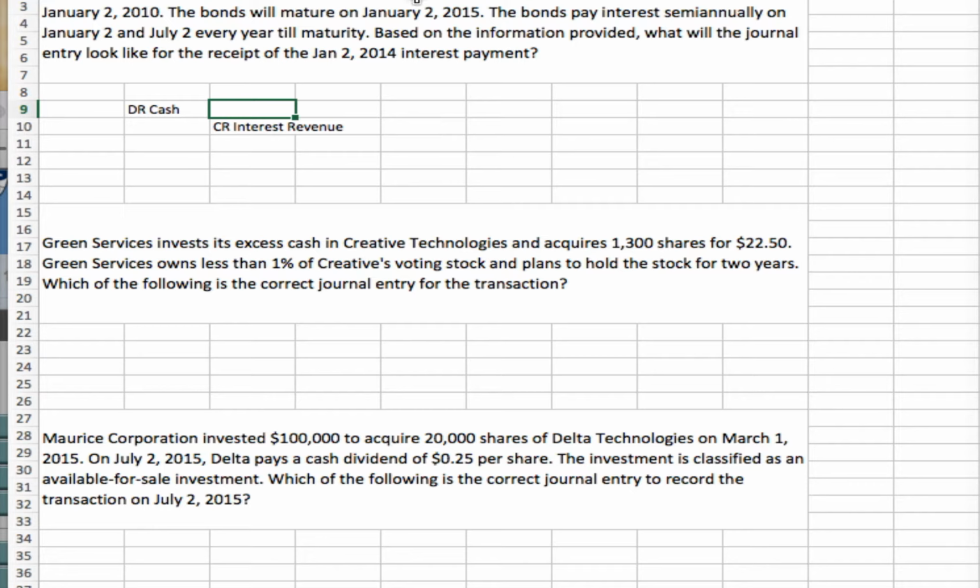Now I just need to know how much cash I'm getting to record that here. So that's going to be 50,000 times not 8% because that's for the whole year, but half of that. So 50,000 times 4%. Let me just put it in the calculation here just so you can see. 50,000 times 0.04 is 2,000. So the journal entry is debit cash for 2,000, credit interest revenue for 2,000.